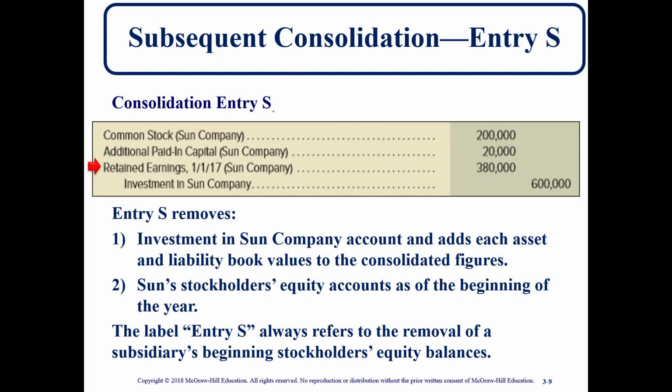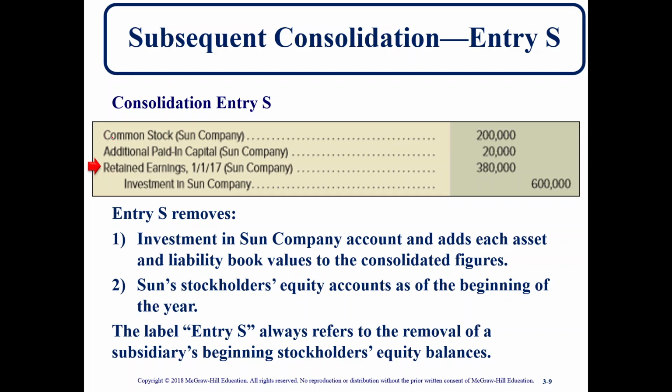Okay, so we're starting with entry S, which we're familiar with from Chapter 2. We're going to eliminate the subsidiary's equity. Remember that these are consolidation entries. These entries are only done for consolidation purposes. These entries are not recorded in Parrot's financial records, nor are they recorded in Son Company's financial records. Okay, so keep that in mind. Neither of these two companies is going to record any of these consolidation entries. These are done outside of their books, outside of their financial records, for the sole purpose of consolidation.